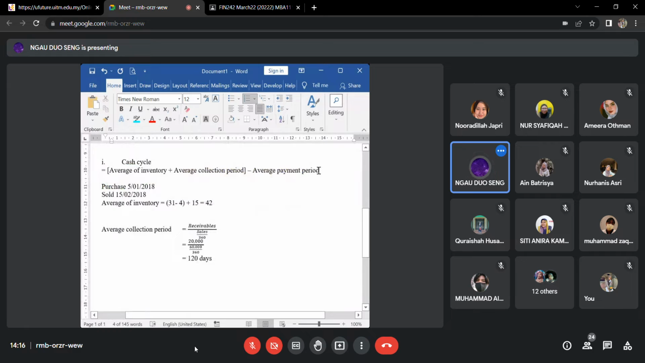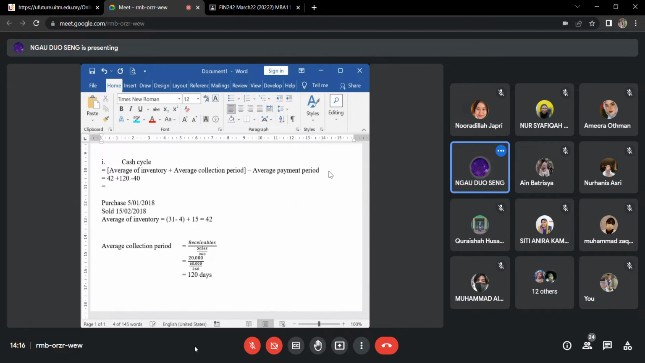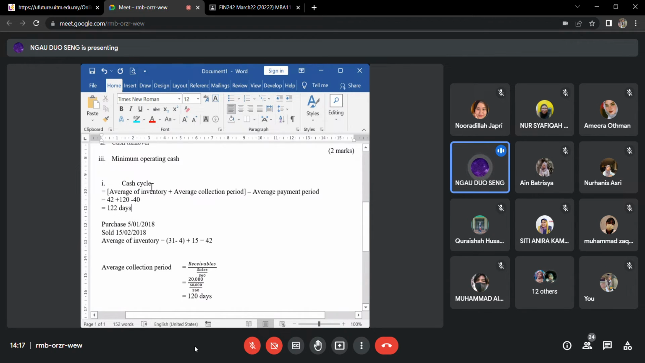Okay, so then kita just put in lah. 42 plus 200 minus 40 days. So kita ada 122 days. 122 days. All right. So this one first. Okay. So we have done for calculating cash cycle.